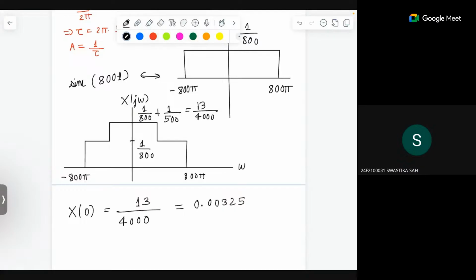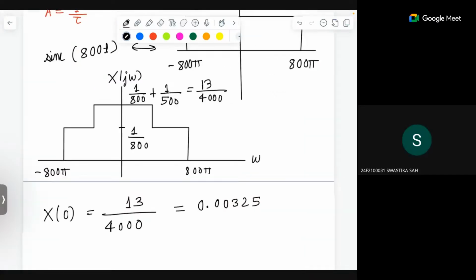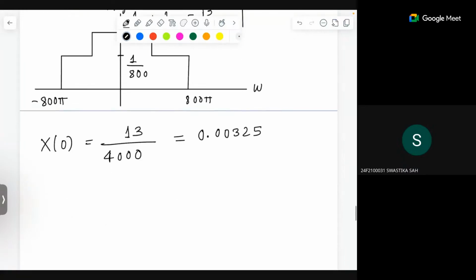I actually had one more question. So would you like to try it as homework? Yes, ma'am. I will give you some hints, then you try to solve, okay? It is similar to this sinc calculation that we did here.